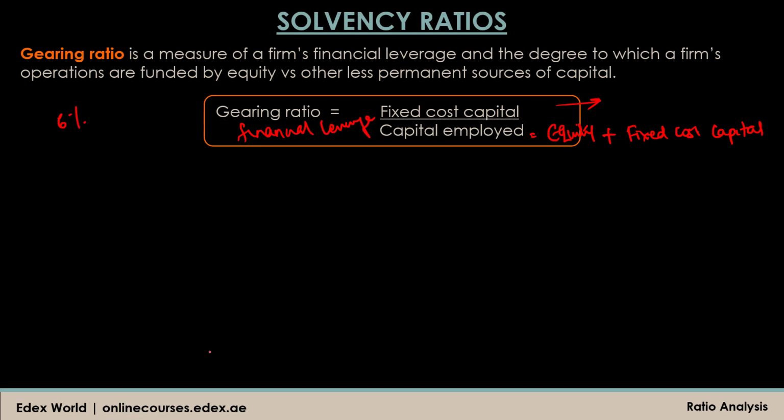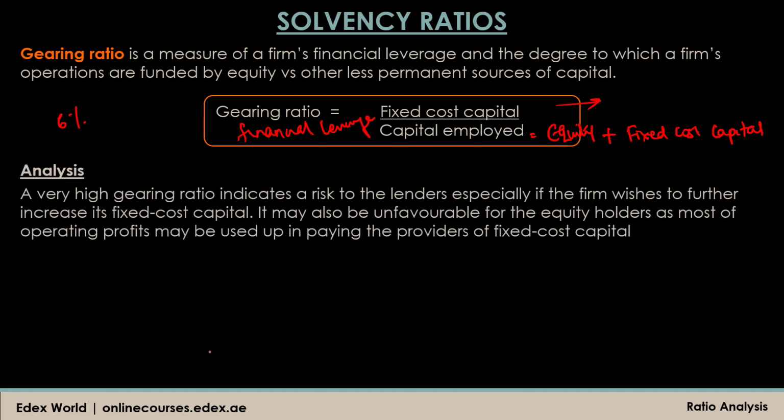So gearing ratio is a measure of the firm's financial leverage: how much of its overall capital is financed by fixed cost capital and how much is financed by the ordinary shareholders' money. Now let's see how to analyze the gearing ratio. I told you, if the gearing ratio is high, it means that a firm has taken a lot of fixed cost capital. If you think from the firm's point of view, it is good.